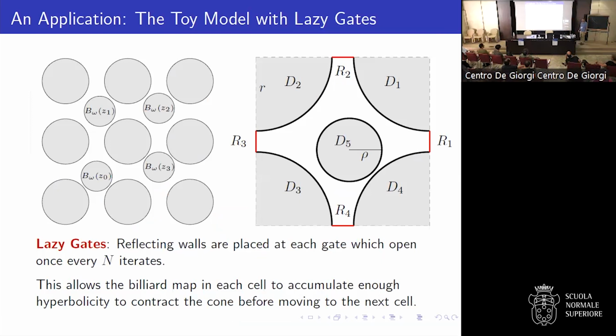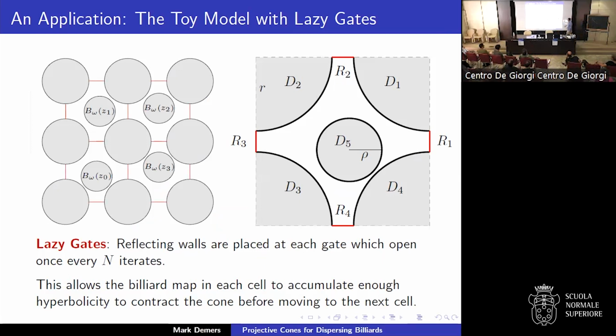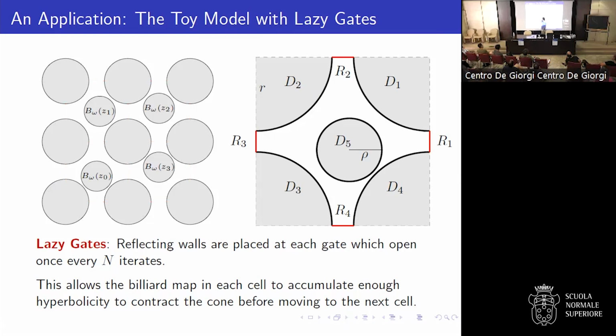All right, so back to our example. Our toy model was this one, right, of Lenci, where you throw down some scatterers in some square lattice, and then you put a central scatterer in each cell. And now you look at these transitions through the cells, from one cell to the next, and you realize that if you just leave them open all the time, then you can't really control the number of bounces that you take in any one cell. And this scatterer may be very far from that scatterer in position, so they may not be close together.